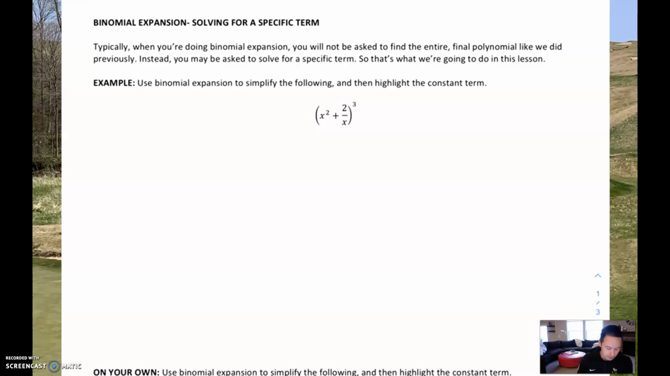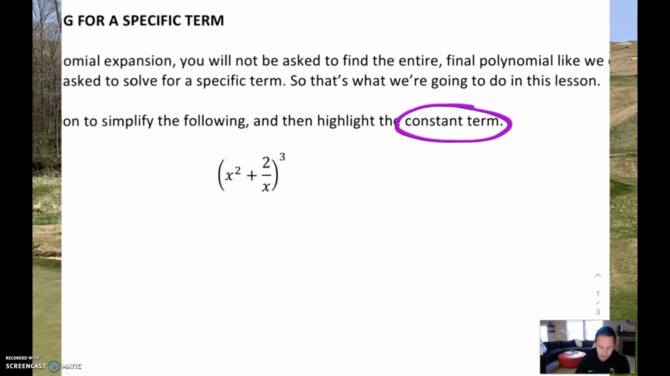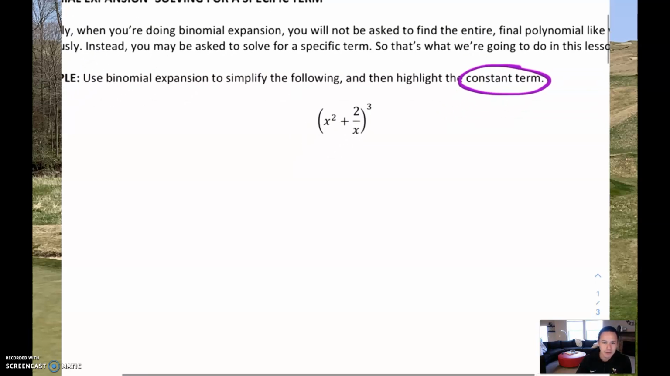So first example, we're going to use binomial expansion to simplify the following. And then, this is a very important term, we're going to highlight the constant term, and I'll discuss that towards the end. But you'll notice that this one looks a little bit more confusing just because we've got variables on the top and the bottom. So we'll show you how to deal with that.